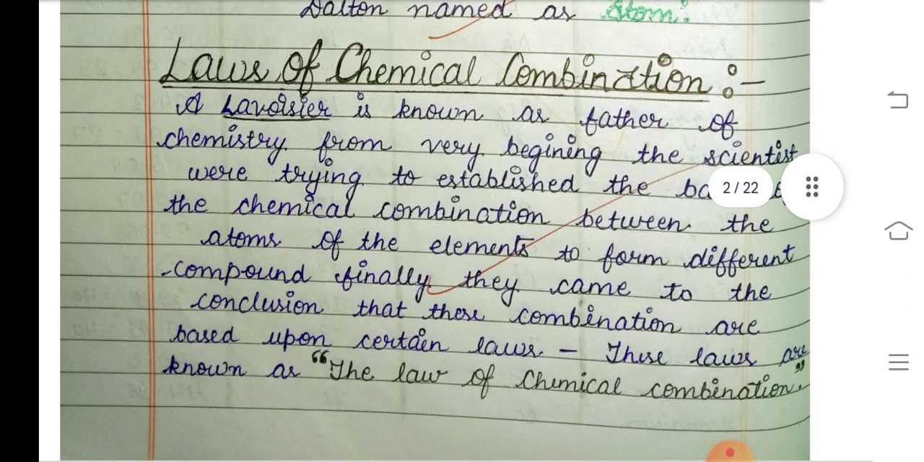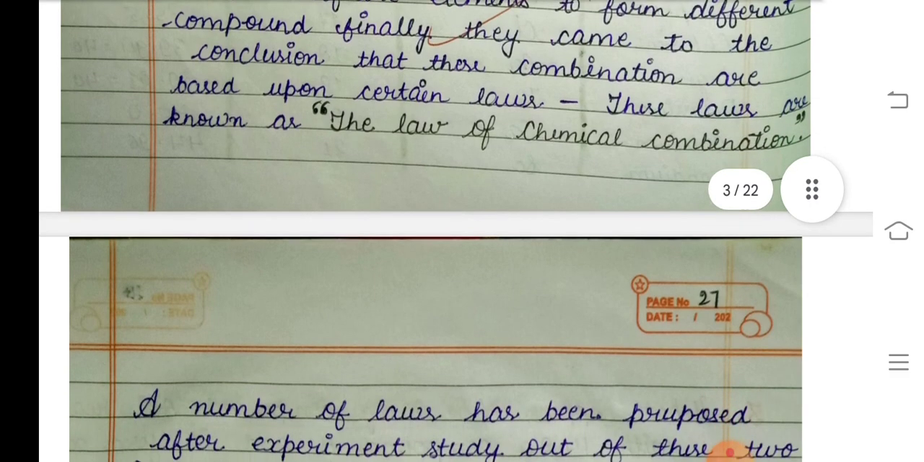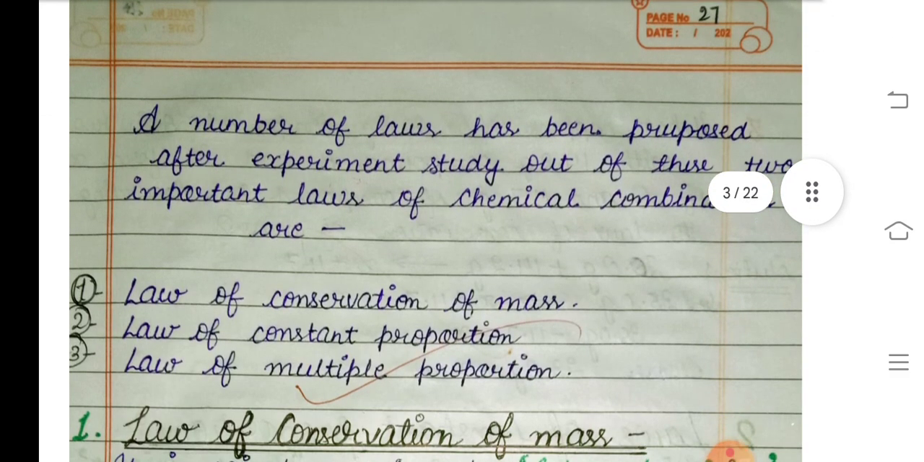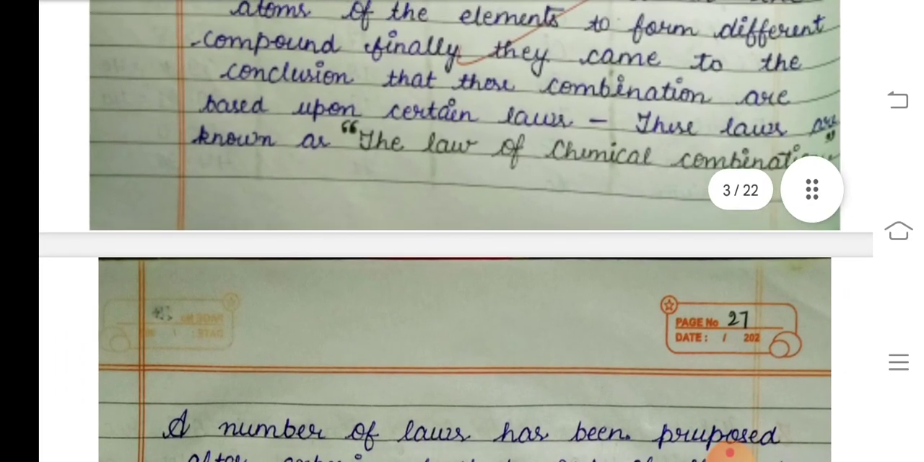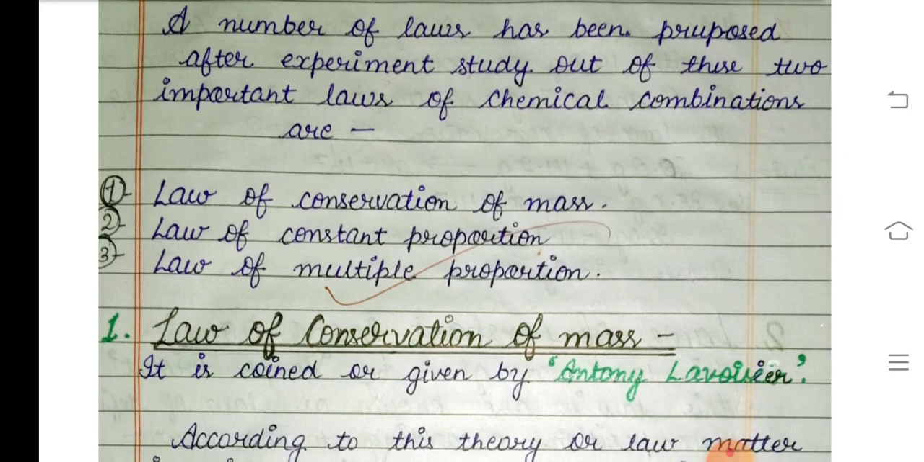Basically, Dalton has given two laws of chemical combination. So what is chemical combination? It is the combination between the atoms of elements to form different compounds. Finally they came to the conclusion that these combinations are based upon certain laws. So this is the law of chemical combination, and here are the two laws: the law of conservation of mass and the law of constant proportion.